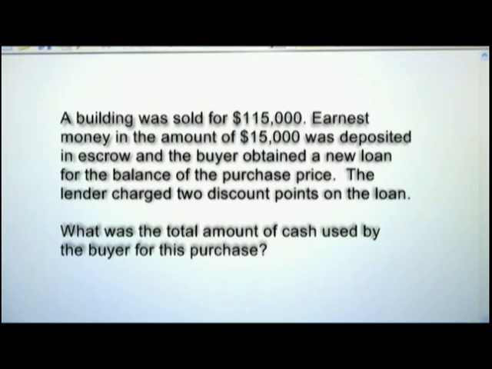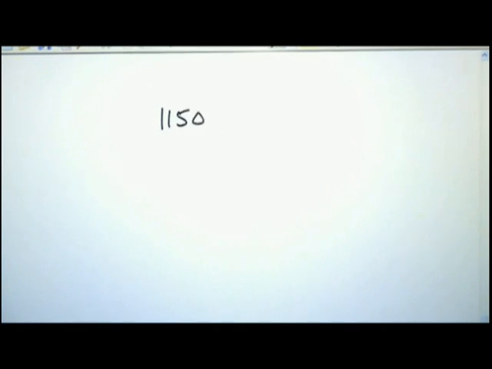Well, discount points is prepaid interest. It's cash out of the buyer's pocket. So we need to figure out how much those discount points cost. Discount points are charged, or any points are charged based on the loan amount, not the purchase price. So we need to figure out the loan amount. If the total purchase price was $115,000, and they put down $15,000 deposit and getting a loan for the rest, all we need to do is subtract that $15,000 from $115,000, which gives us a loan amount of $100,000.